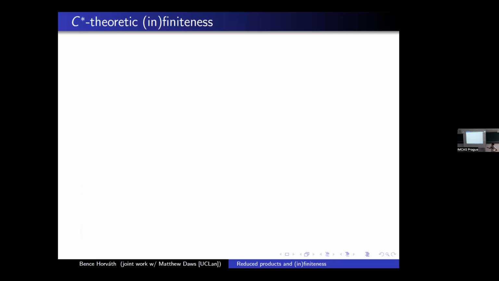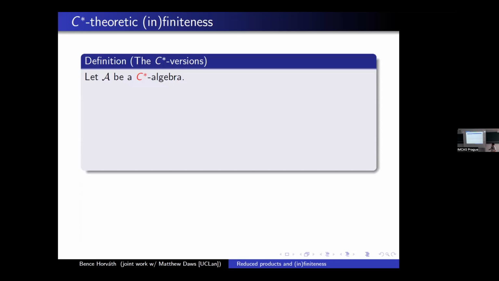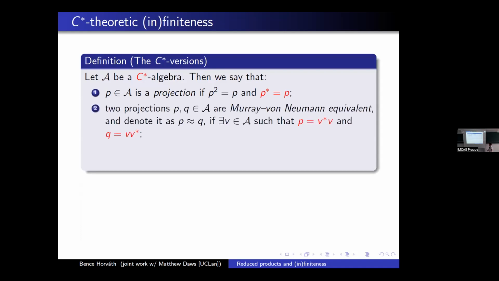Okay, so the title says... C-star algebraists are probably more familiar with the C-star algebraic versions of these definitions I just told, right? So what happens then? In C-star algebras, of course, we have projections, which are idempotents that are self-adjoint. And of course, we have Murray-von Neumann equivalence in C-star algebras, meaning what I wrote here, that you find some element V such that P is V star V and Q is V V star. And orthogonality means that P and Q, if you multiply them, it gives you 0.